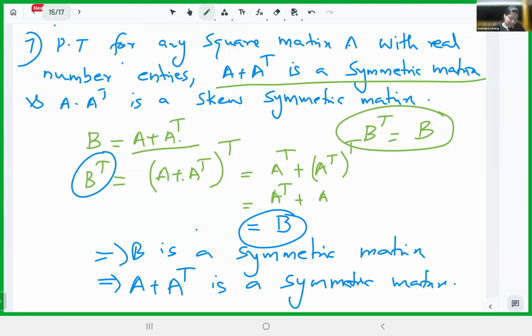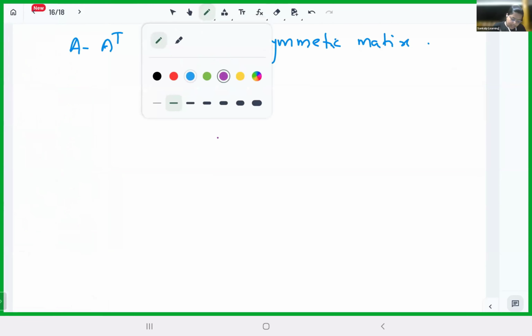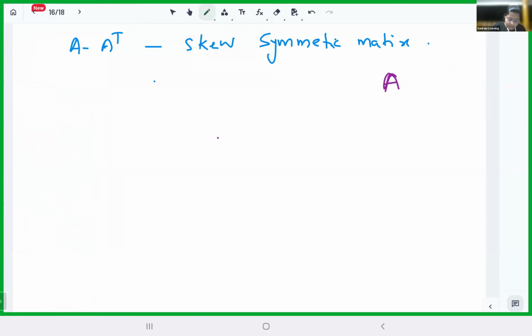Okay, now we are moving on to the second part of the same question. Second part is we have to prove A minus A transpose is a skew symmetric matrix. And what is the condition for a matrix to be skew symmetric? If you are given a matrix A, it is skew symmetric if A transpose is equal to minus A. If A transpose is minus A, we can say that the matrix A is a skew symmetric matrix. All right. So here I'm going to put this A minus A transpose as C.